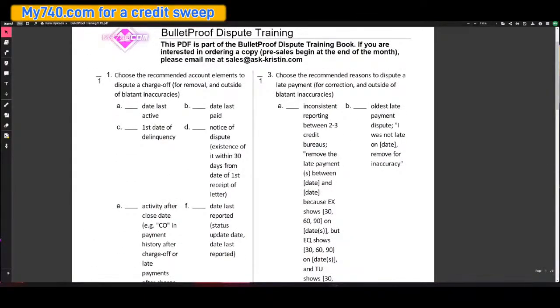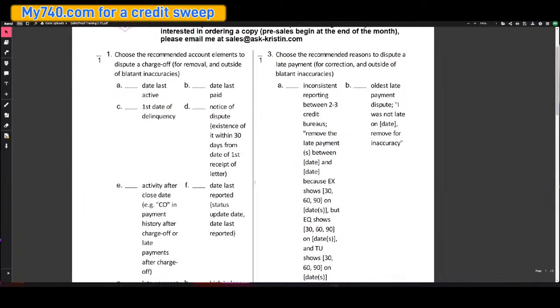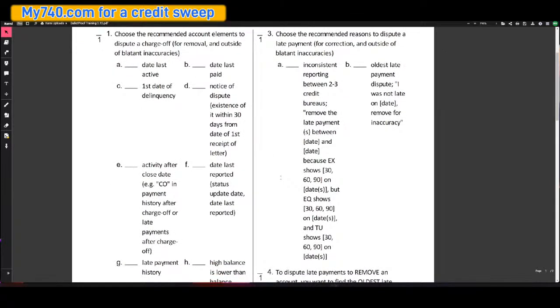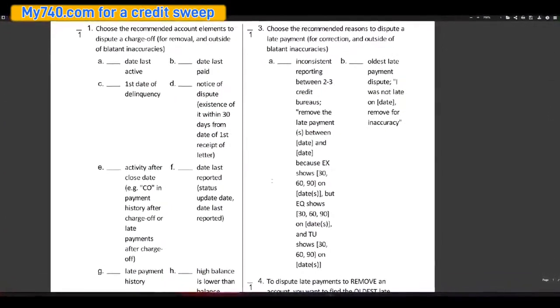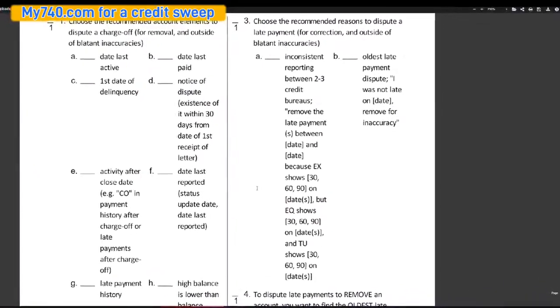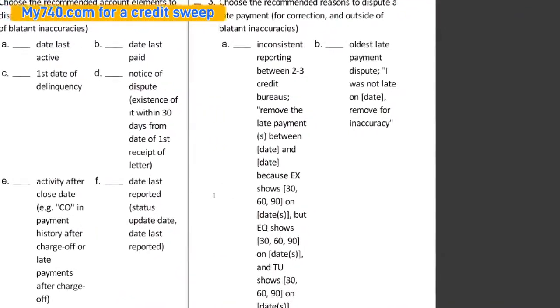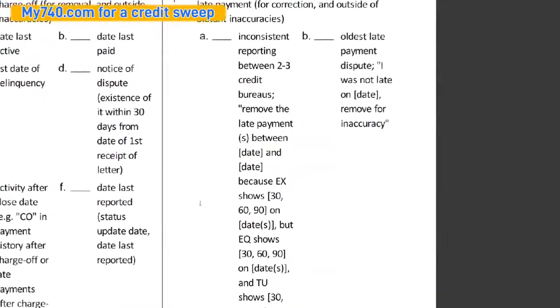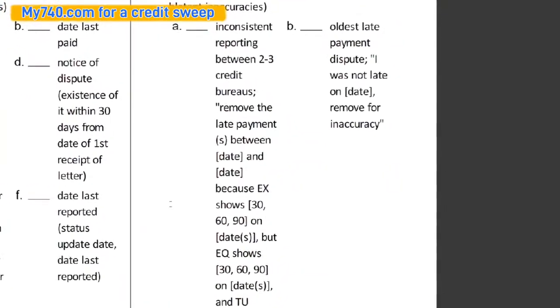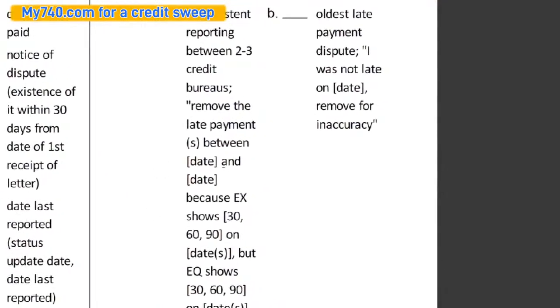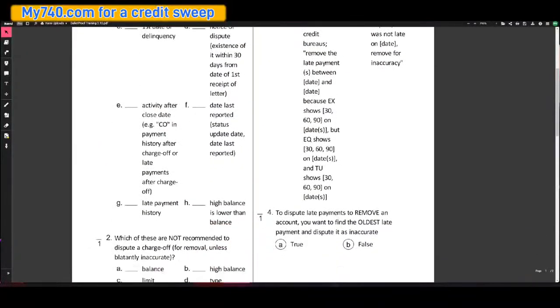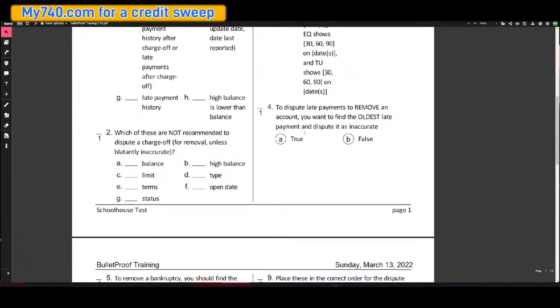Choose the recommended reasons to dispute a late payment, and this is for correction and outside of blatant inaccuracies. A, inconsistent reporting between 2 to 3 credit bureaus, and this would be like remove the late payments between date and date because Experian shows 30 or 60 or 90 on dates, but Equifax shows 30 or 60 or 90 on dates, and TransUnion shows 30 or 60 or 90 on dates. B, oldest late payment dispute. So this would be where you say, I was not late on date, remove for inaccuracy. Now, both of these are correct. To dispute late payments to remove an account, you want to find the oldest late payment and dispute it as inaccurate. And this is true.